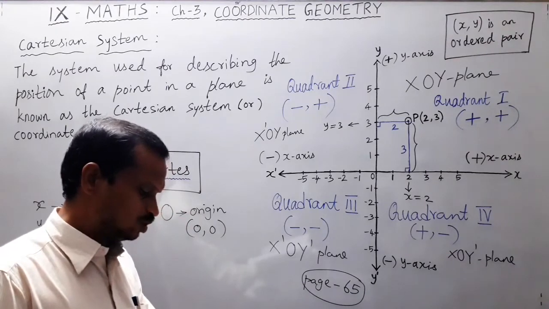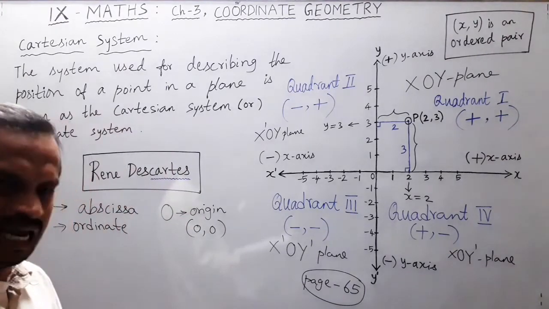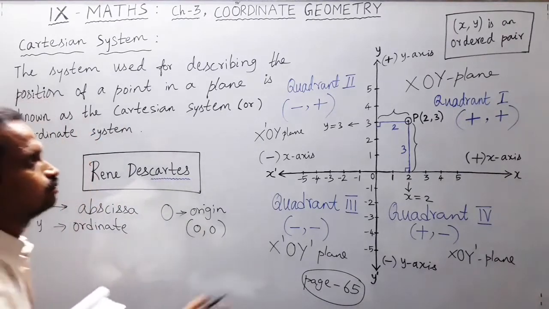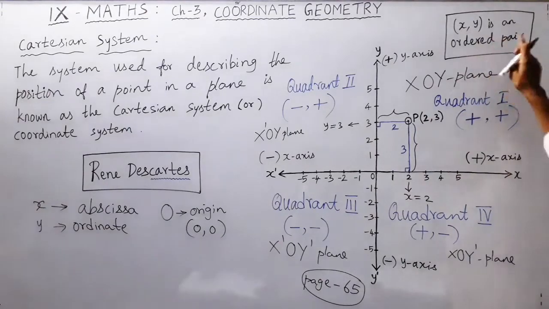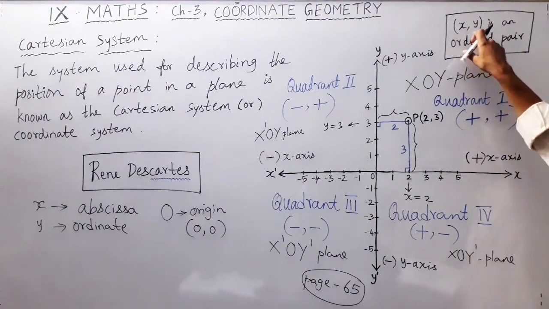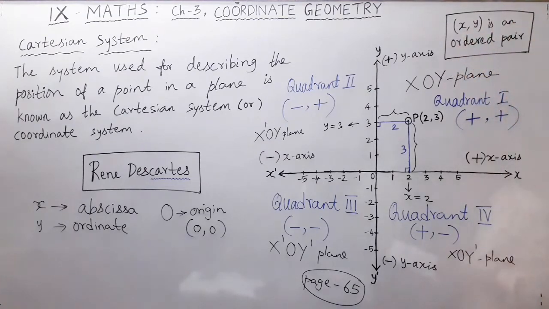Point number 7: the abscissa of a point is x and the ordinate is y. Just now I told you. And then (x, y) are called the coordinates of the point. First you write x, then a comma, and then y. So x-coordinate comma y-coordinate. This is called the coordinates of the point.